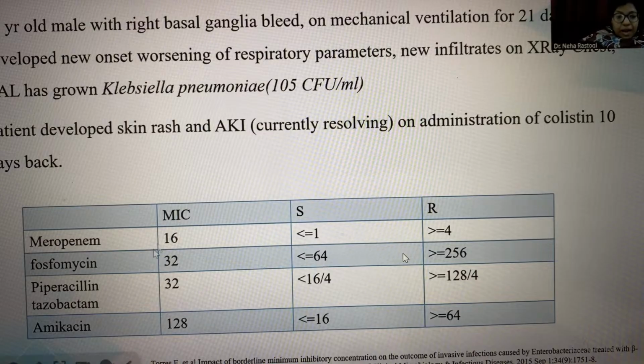Now, this is your antibiotic chart, which is meropenem, fosfomycin, piperacillin-tazobactam, amikacin. If you see these MICs, you have a sensitive criteria and a resistant criteria. Based on that, as per the interpretation, you decide which of the following antibiotics will be resistant, which will be sensitive, which will fall into susceptible dose dependent, which is for very few antibiotics such as cefepime, and which will be intermediate.